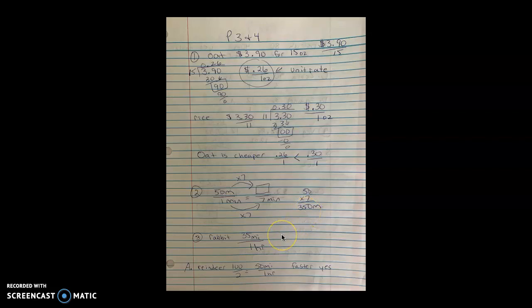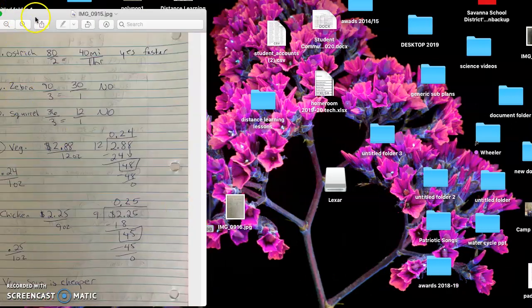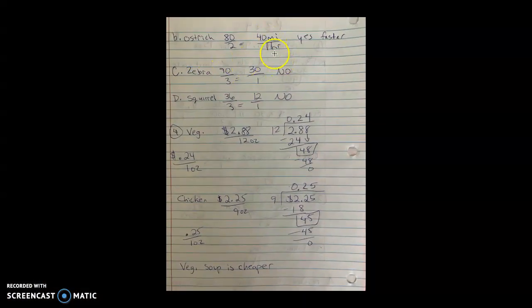For question number 3, again, I take my unit rate for my rabbit, and then I divide 100 divided by 2 for the reindeer. The reindeer runs 50 miles per hour. So yes, the reindeer is faster. For the ostrich, I took 80 divided by 2, so the ostrich runs 40 miles per hour, so yes, that is faster. For the zebra, I took 90 divided by 3, and I got 30 miles per hour. That is not more than 35, so that's a no. And for the squirrel, 36 divided by 3 is 12, so that is not more than 35.